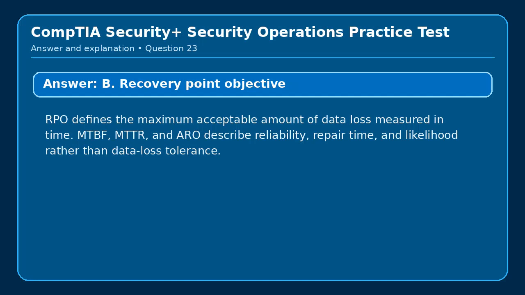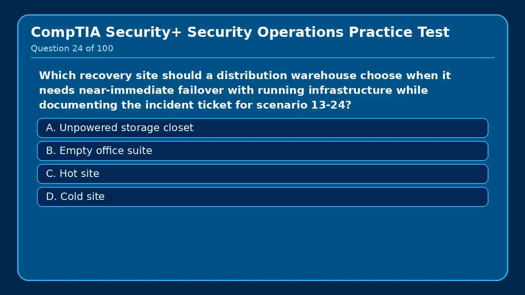The answer is C. Hot site. A hot site has systems and connectivity ready for rapid failover. Cold or empty locations require significant setup and cannot provide near immediate recovery.